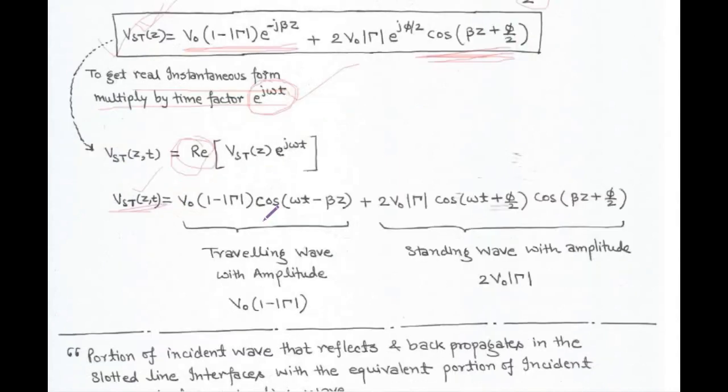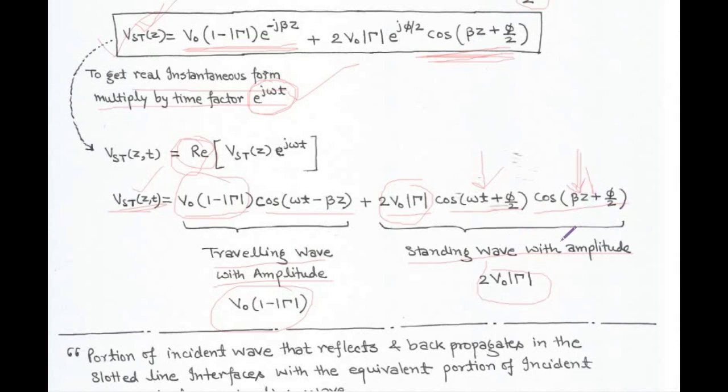So the first is V0 (1 minus mod tau) cos(omega t minus beta z), and the second is 2 V0 mod of tau cos(omega t plus phi by 2) into cos(beta z plus phi by 2). Here the first term is called a travelling wave with amplitude V0 (1 minus mod of tau), and the second term is called a standing wave. It has an amplitude of 2 V0 mod of tau. Because we know that in a standing wave the oscillation is due to cos(omega t plus phi by 2), that is due to the time, and the variation of the amplitude is due to the cos(beta z plus phi by 2), that is due to the position, that is z.